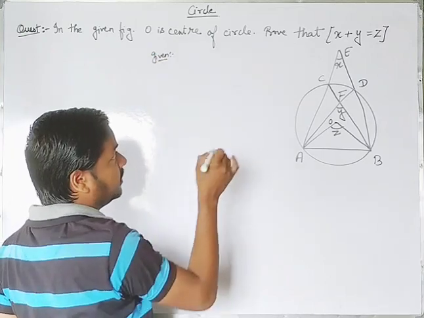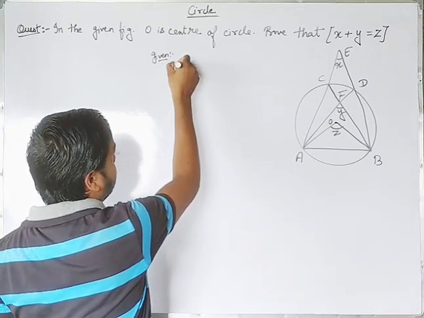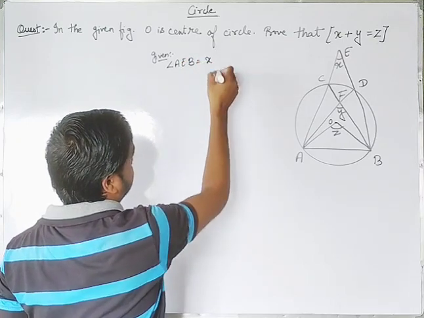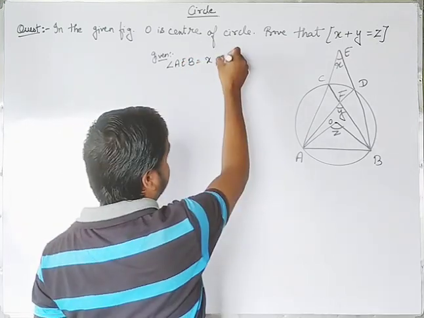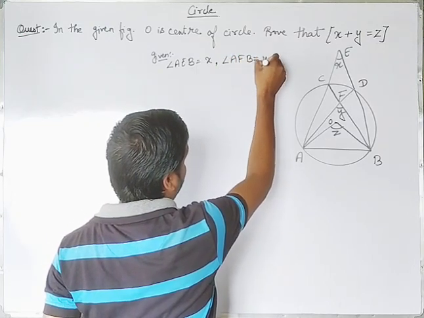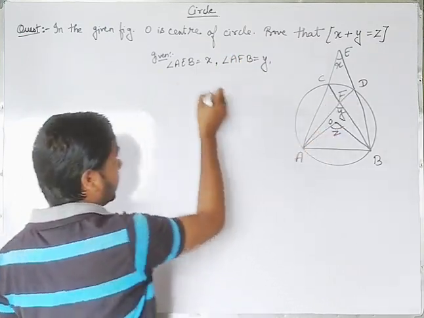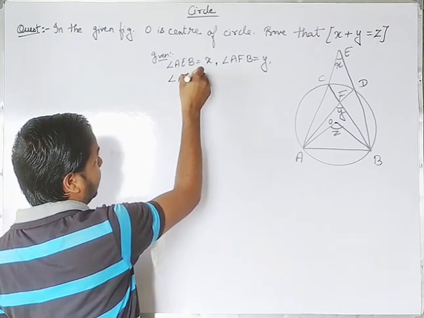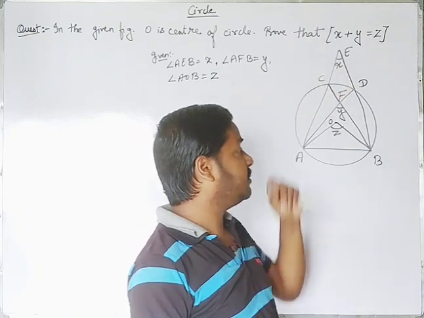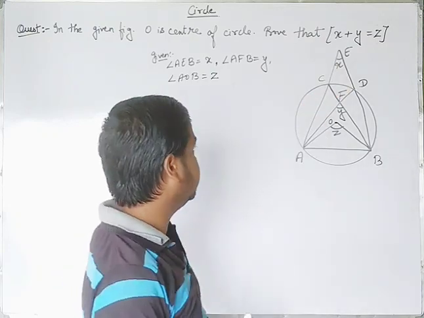What is given here? Angle AEB is equal to x. Another part that is given, angle AFB is equal to y. Here it is F. And the last one, angle AOB is equal to z. We have to prove that on adding x plus y we will get z.